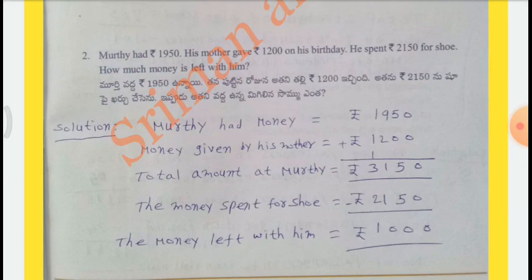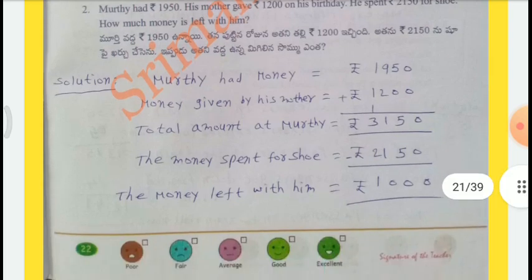Murthy had 1950. His mother gave 1200 on his birthday. He spent 2150 for shoe. How much money is left with him? Solution. Murthy had money, 1950. Money given by his mother, 1200. Total amount at Murthy, by adding these two, we get 3150. The money spent for shoe, 2150. The money left with him, by subtraction, we get 1000 rupees.